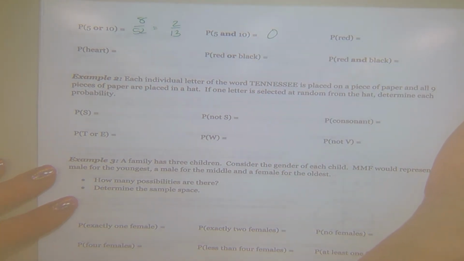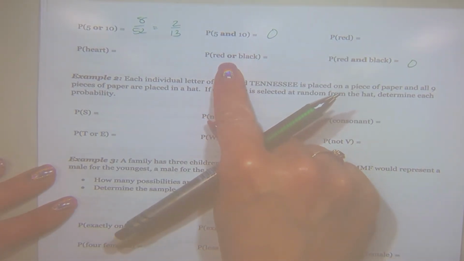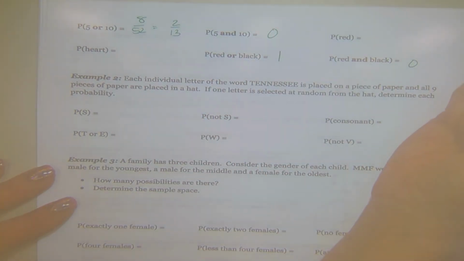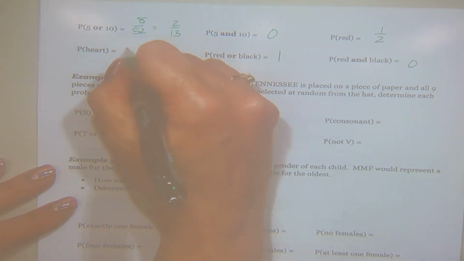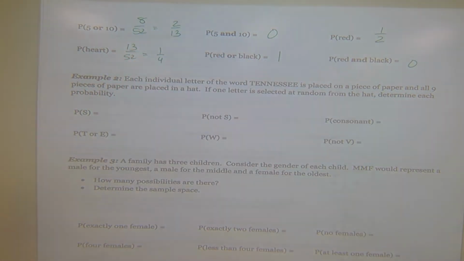Do you see another impossible event on that list? Hopefully you picked out that having a card that is both red and black is impossible. Do you see a sure thing, something that has to be? Card that is red or black. Yeah, every card in the deck is either red or black. Half the cards are red, and 13 of the cards, so a fourth of the cards, are hearts.